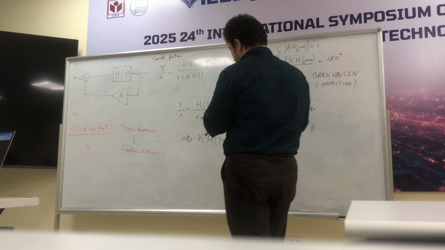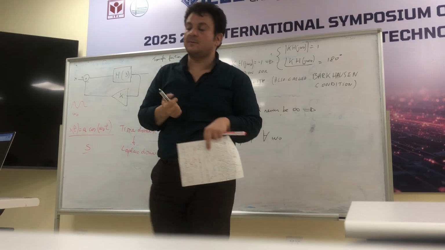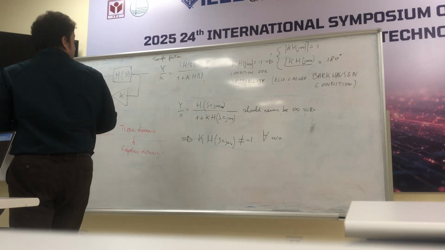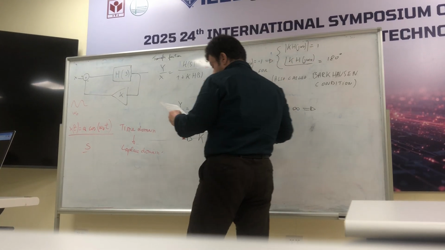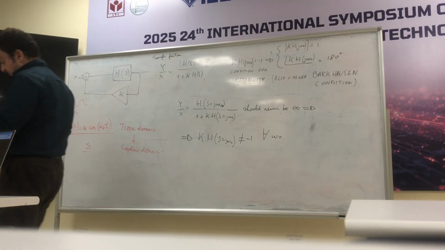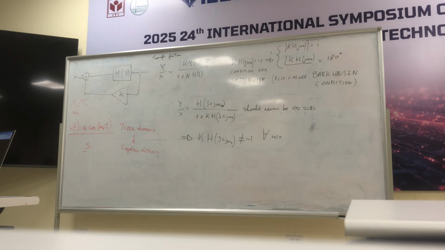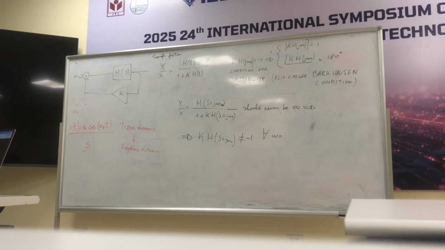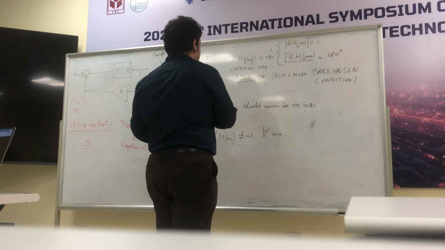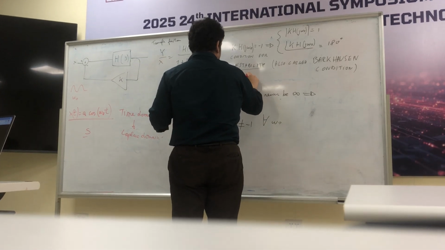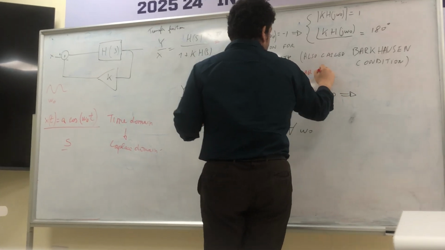So actually, if we want a system to oscillate, this should be the case. But we don't want our system to oscillate. We want a stable amplifier. Okay? So we would like the opposite of it. We would like this condition never to happen. Clear or not? So actually, now what we write is that this condition should never be verified for a linear amplifier.